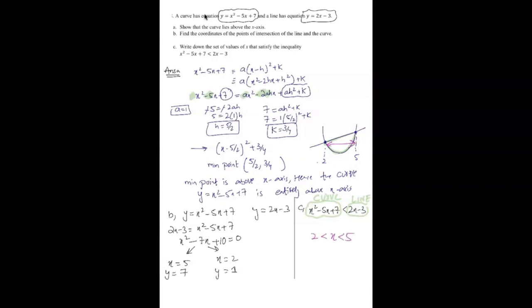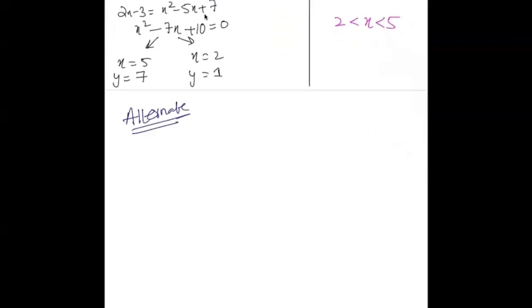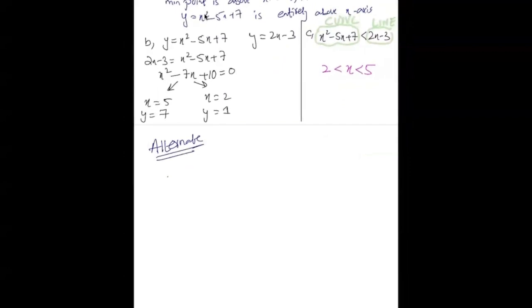That's one way to go about this question, by realizing that's the equation of the curve and that's the equation of a line. You do have the points of intersection. You can find it out. There was another way of going about this question, an alternate method. That is simply going, you should consider this as an inequality.